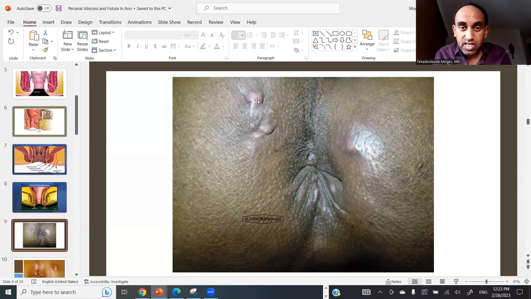Because this has healed temporarily, you don't see any opening externally, but most probably, believe me, this person might have had a perianal abscess that has drained or healed. That's why you see all this scarring and all that, okay?